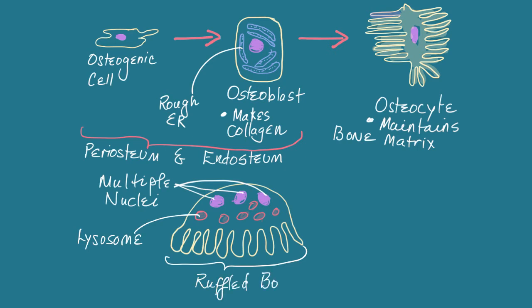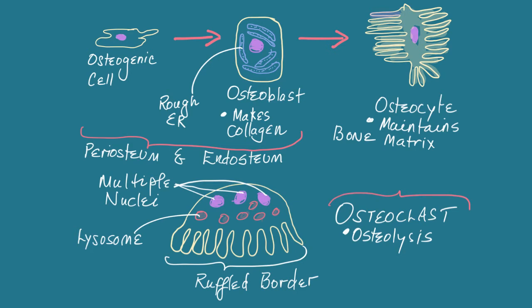And the ruffled border that is shown here is where the bone resorption takes place. Bone resorption means breakdown of bone and release of calcium. So that is the function of the osteoclast. The osteoclast is found on the surface of the bone matrix.